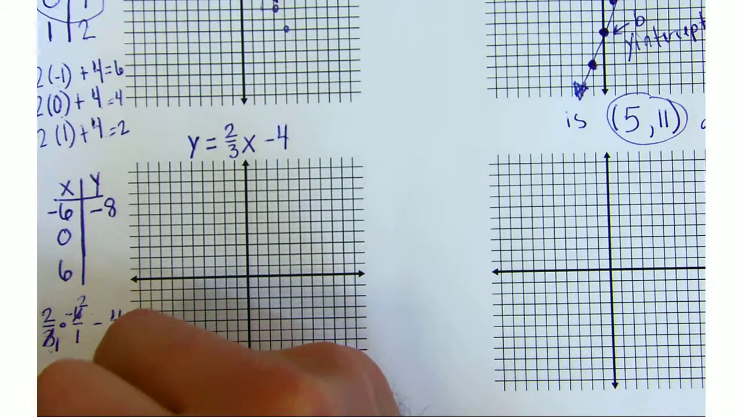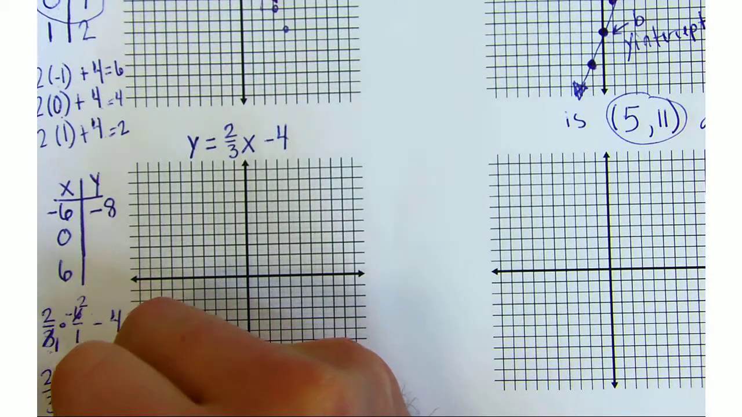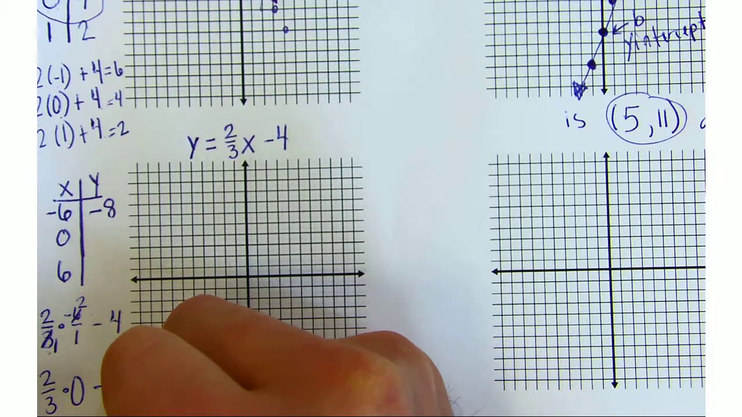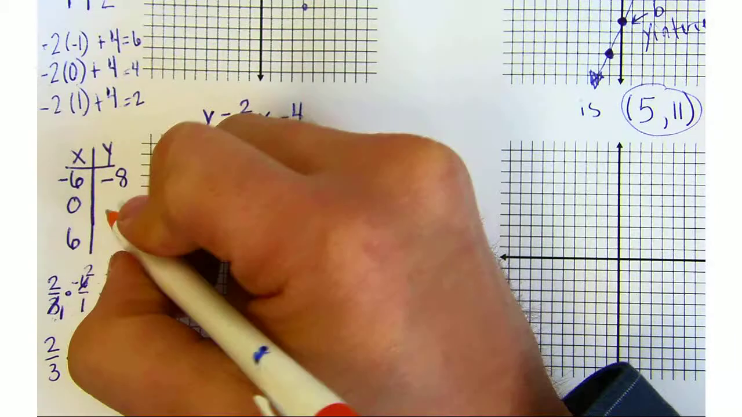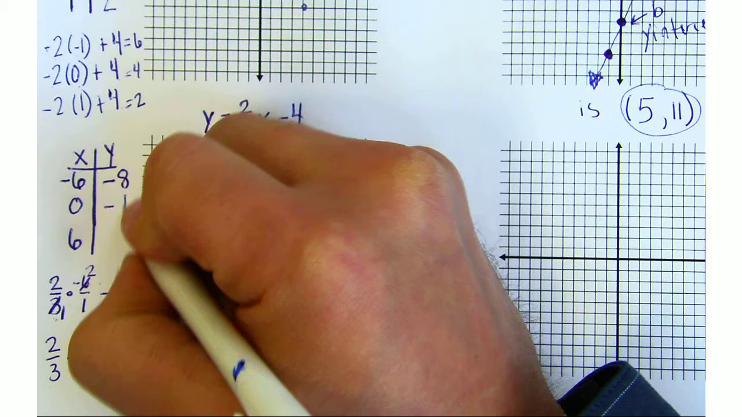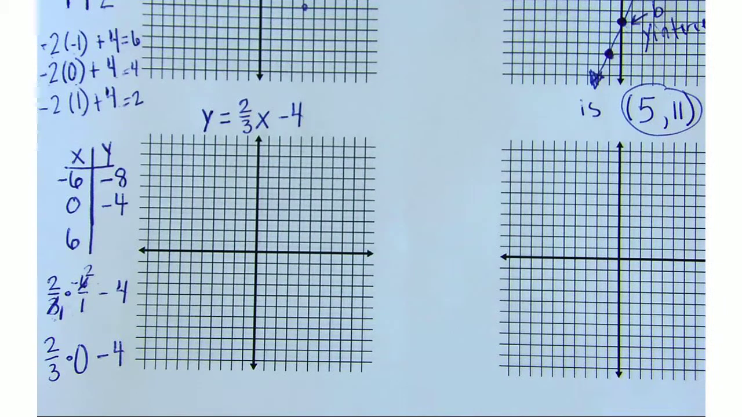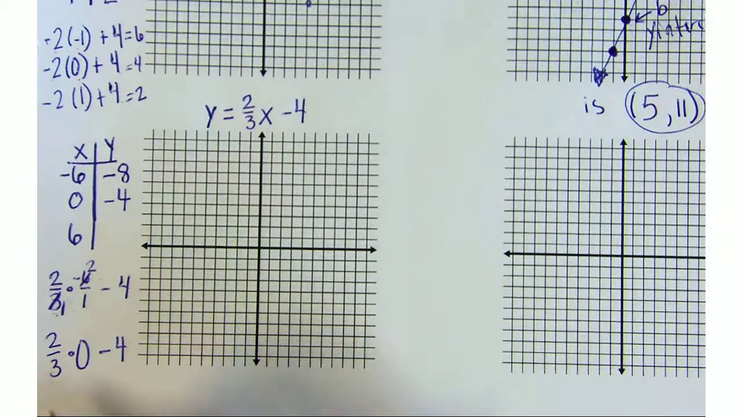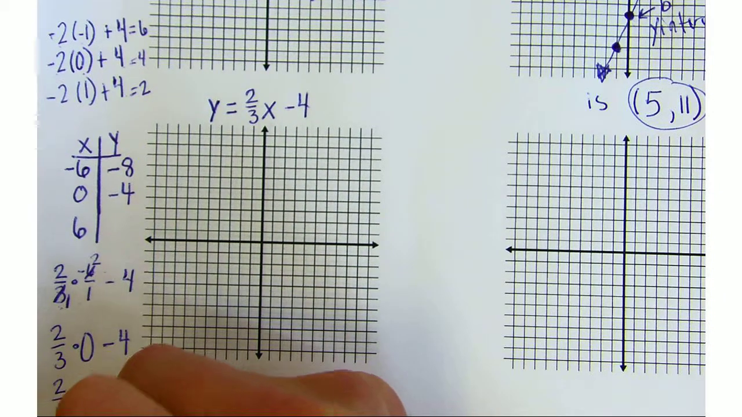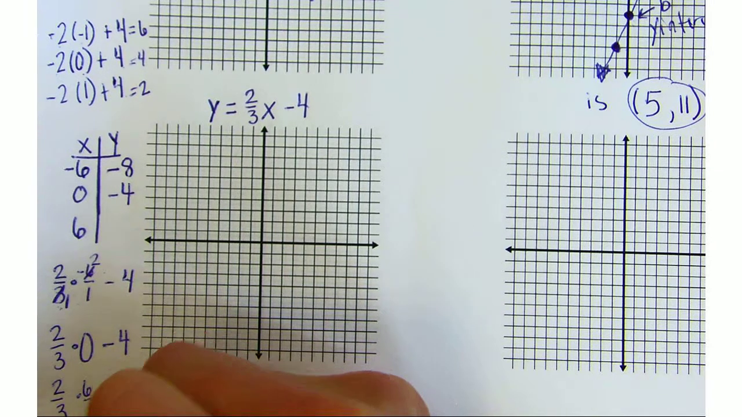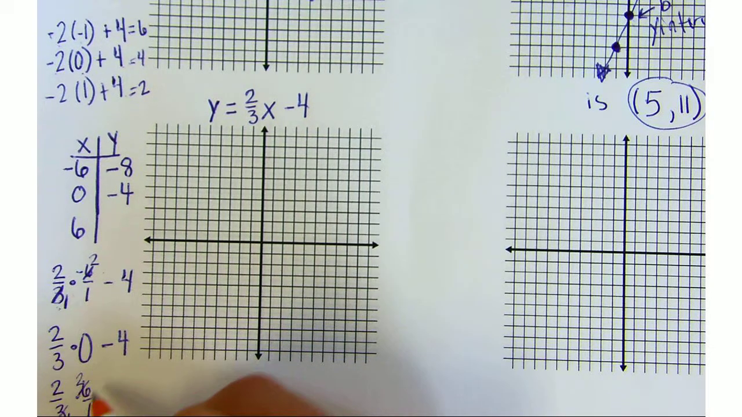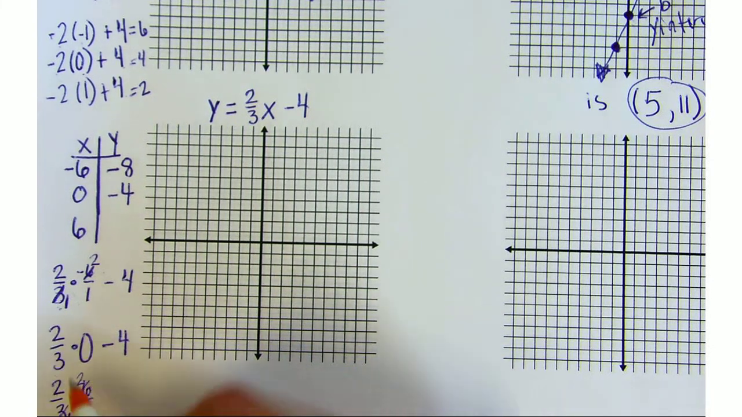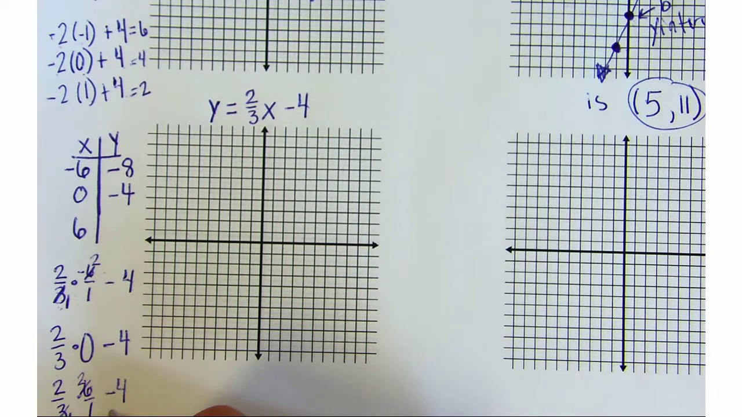2/3 times 0, and then minus 4. 2/3 times 0 is going to be 0, minus 4 is -4. And then when I'm looking at this one, 2/3 times 6 over 1, we know that's going to be what? Okay, 3 goes into 3 once, 3 goes into 6 twice. 2 times 2 makes 4. Minus 4 is 0.